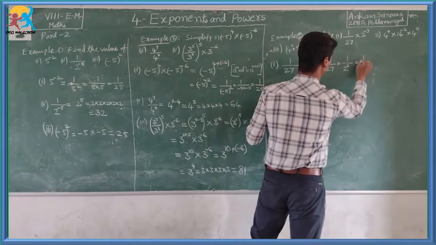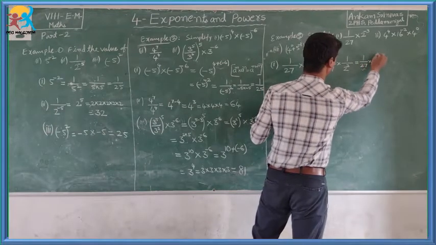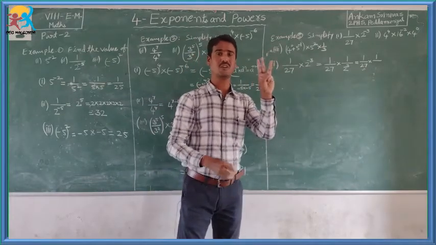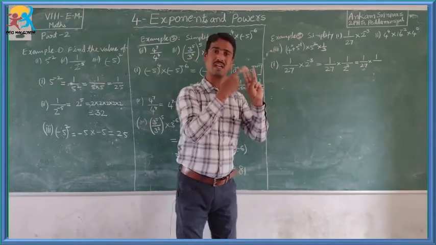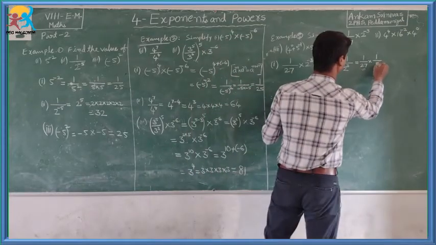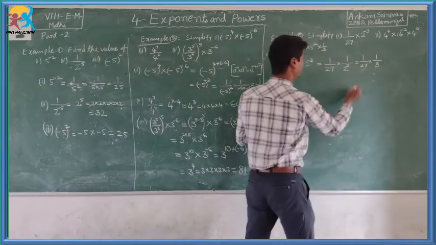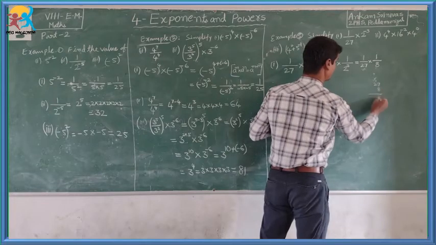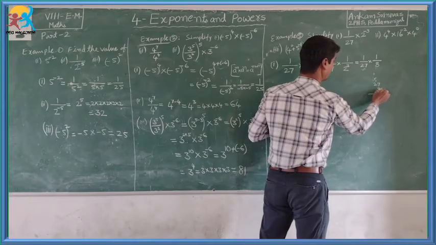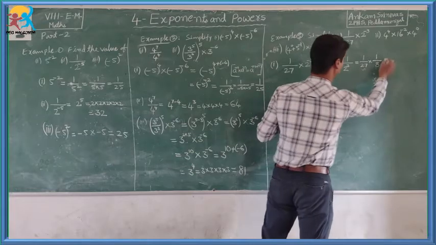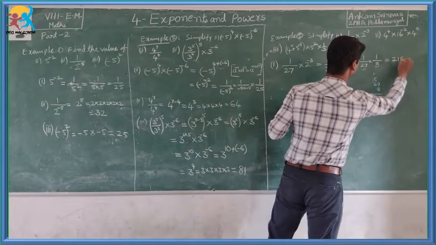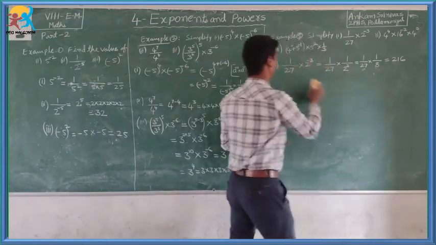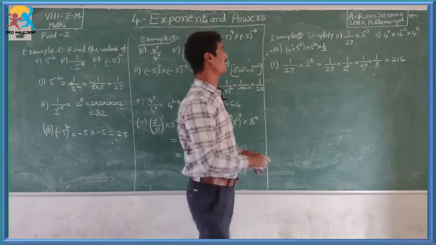Next, 1 by 27 into 1 by 2 power 3, that is 2 into 2 into 2. 2 into 2 is 4, 4 twos are 8. So multiply these two. 27 eights are 216. How much will we get? 216. Very easily we found the value of the first problem. Now let's do the second one.